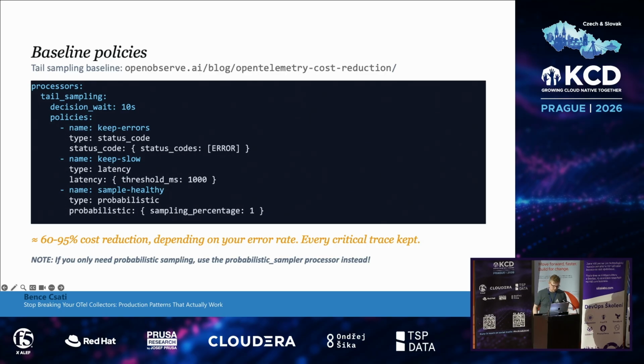One addition that I would like to make here is that I have seen many tail samplings where people only use the probabilistic type of tail sampling. It's an interesting one because probabilistic is one of the most useful policy types on its own. But if you're only using that type, you should stick with the probabilistic sampler processor, because it's a lot better. It doesn't buffer. It's much cheaper. So essentially, tail sampling is worth it if you are using other types of policies as well.